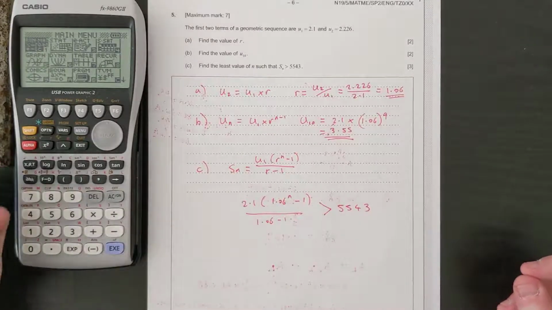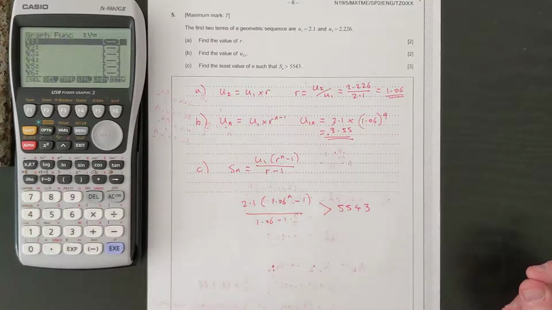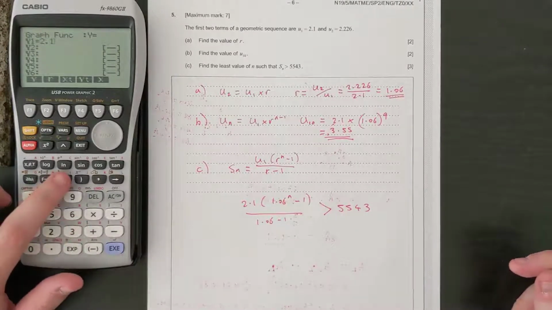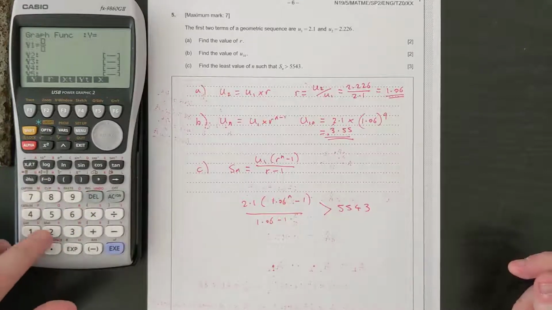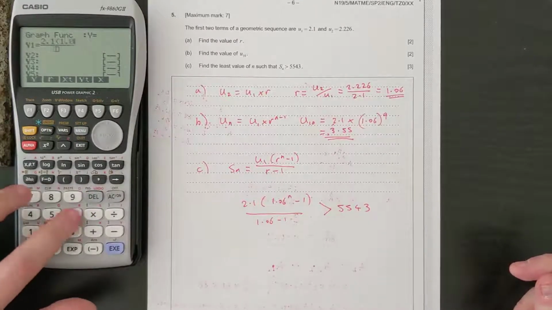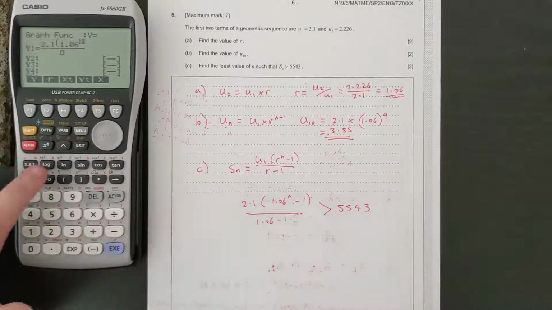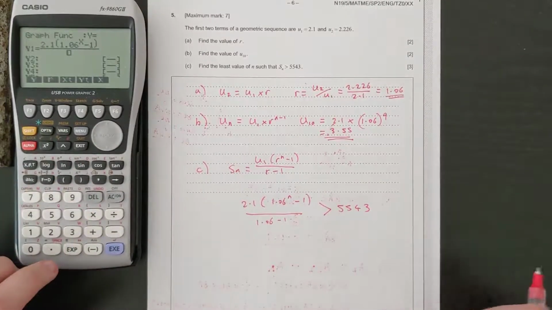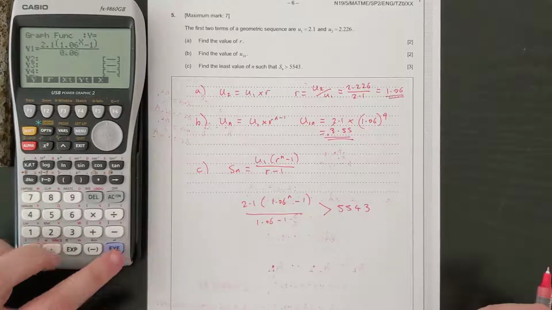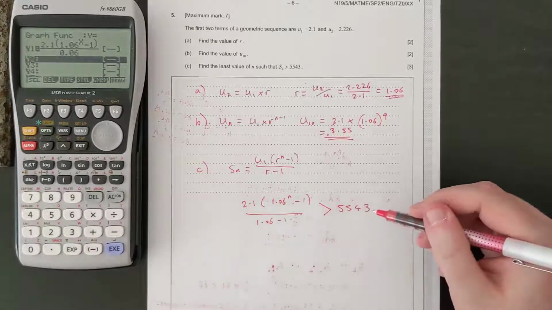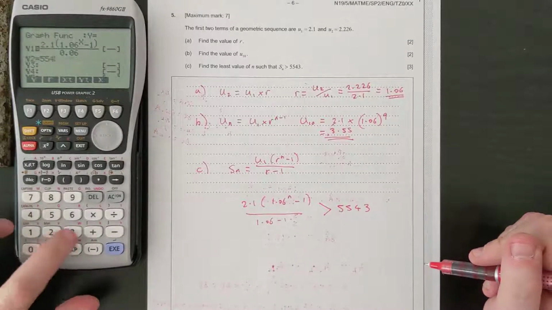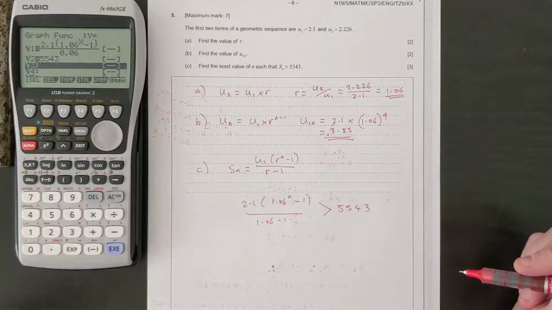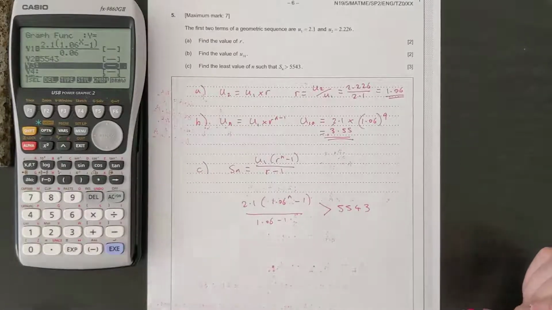I'm going to go into my menu and draw a graph. That's 5. And I want to draw two graphs. Let's set that up as a fraction. So I want 2.1, open brackets, 1.06 to the x minus 1, and that's all over 1.06 minus 1, which is just 0.06. And I want that to be greater than 5543, so I also want y is equal to 5543. Then I'm going to find where those two graphs cross, and therefore where Sn becomes larger.